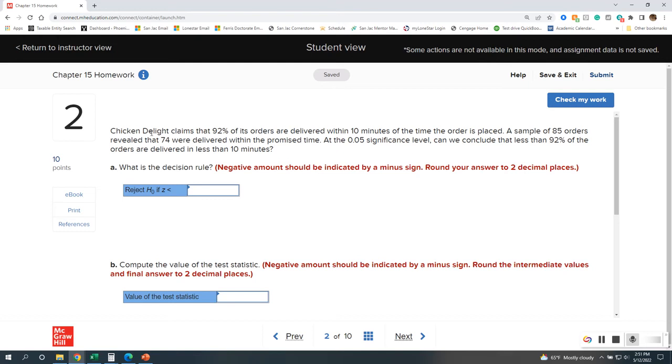Alright. Chicken Delights claims that 92% of its orders are delivered within 10 minutes of the time order it's placed. A sample of 85 orders revealed that 74 were delivered within the promised time. At the 0.05 significant level, can we conclude that less than 92% of the orders are delivered in less than 10 minutes? Okay.